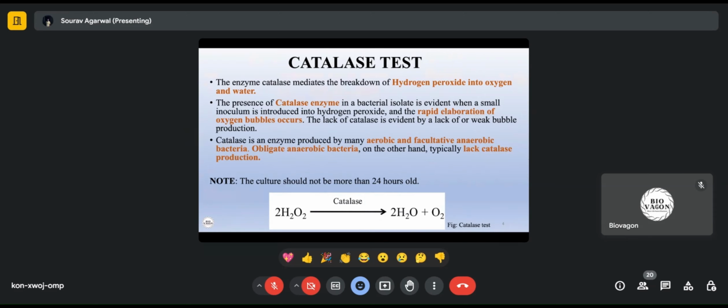Catalase enzyme is only released by aerobes and facultative anaerobes, and it is completely absent in obligate anaerobic microorganisms, because they survive in the absence of oxygen.